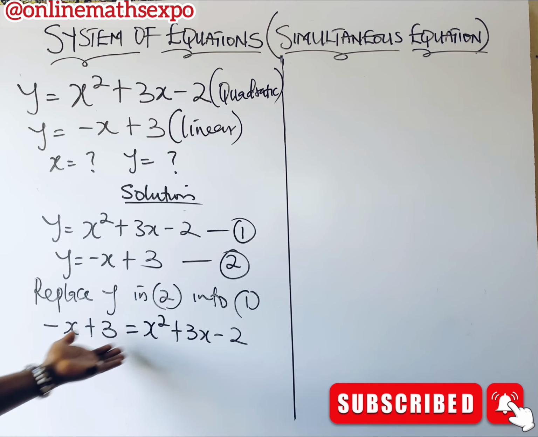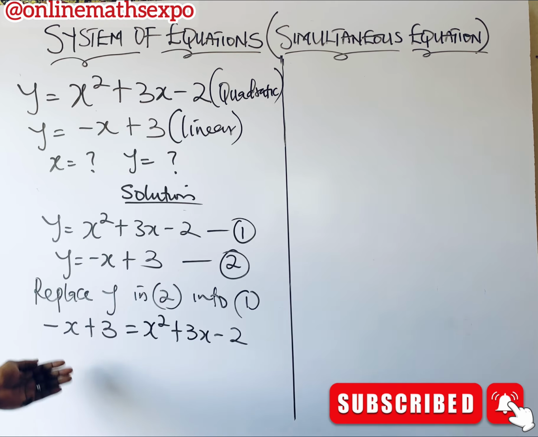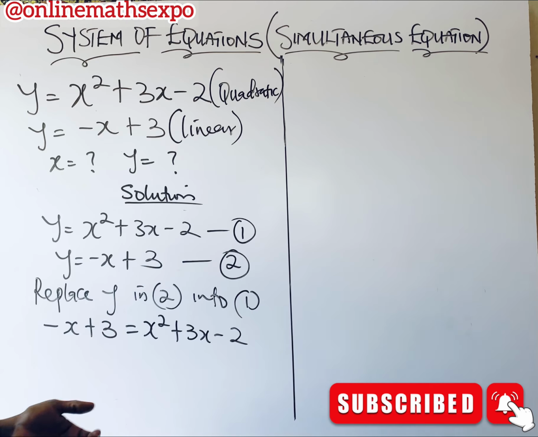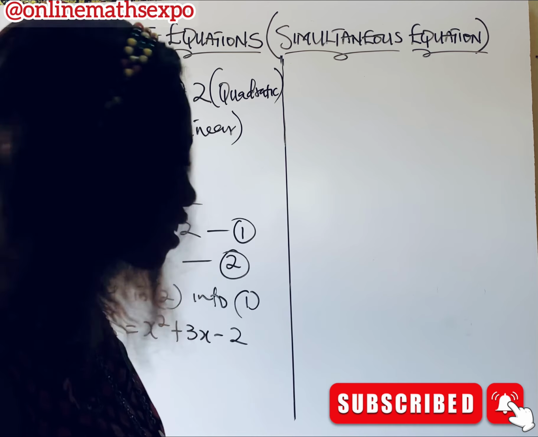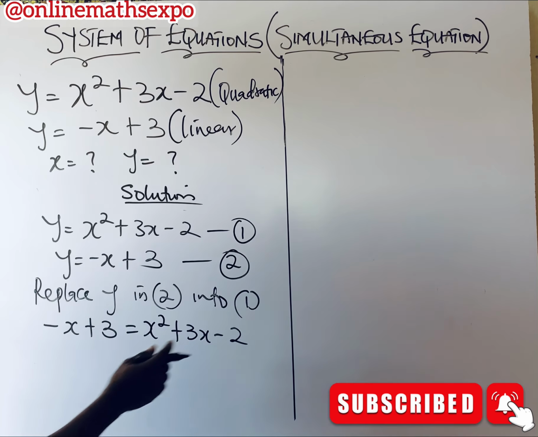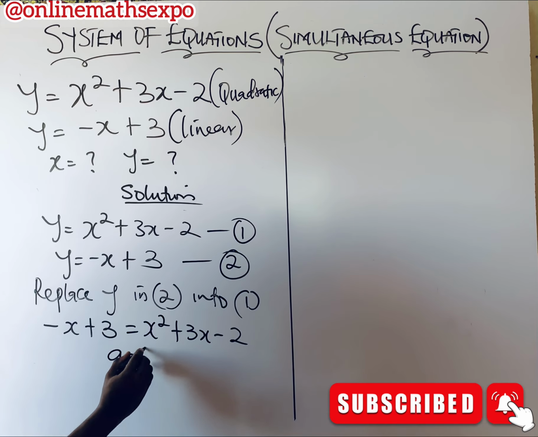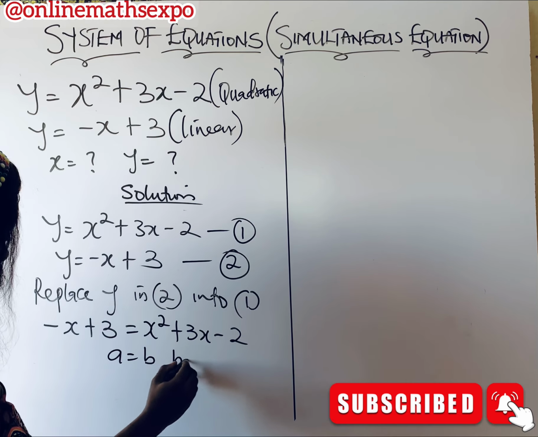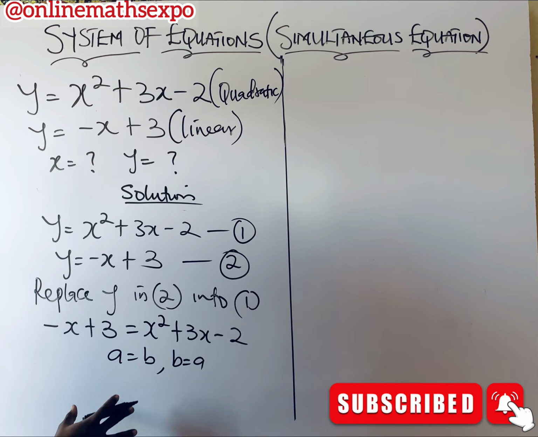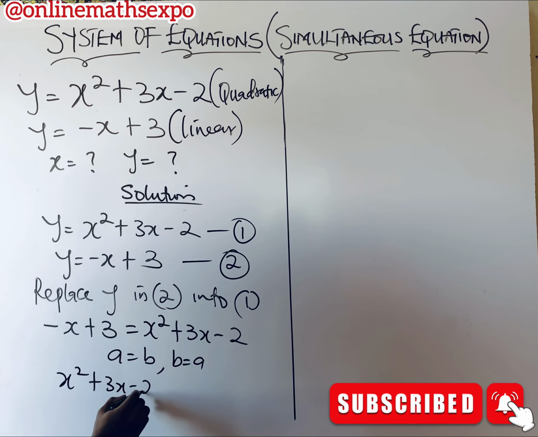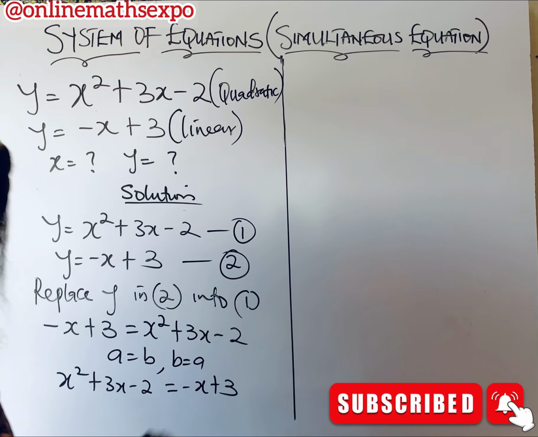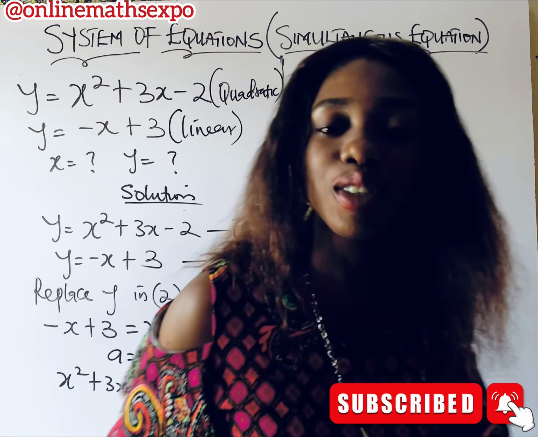Did you see what we've gotten now? So what do we do again? Remember, this is quadratic as we said earlier. So you are going to gather it in a way that it looks more presentable. Remember, when you say that a is equal to b, it means that b is equal to a. So in this case, we can now say that x squared plus 3x minus 2 is also equal to negative x plus 3.